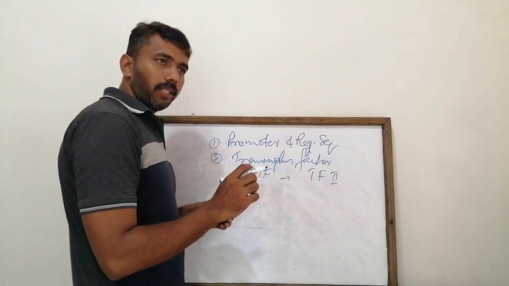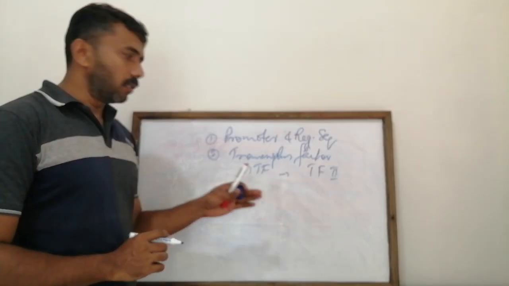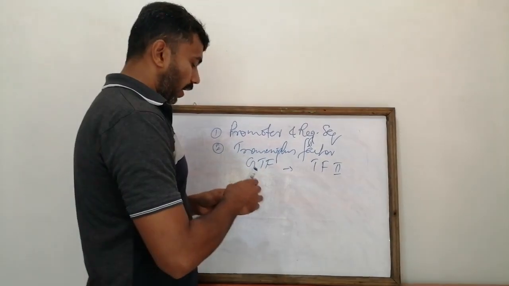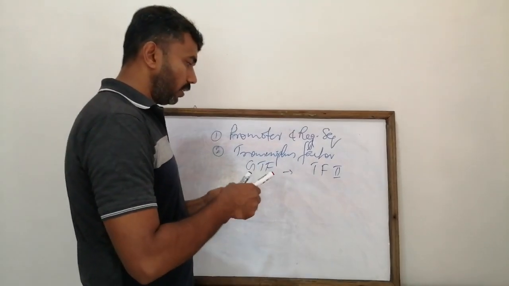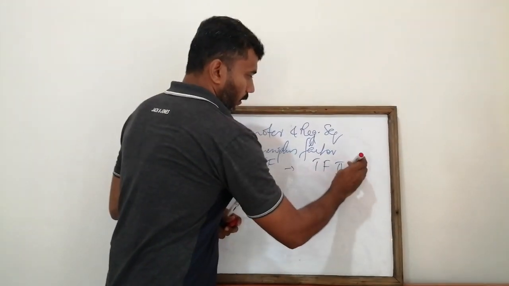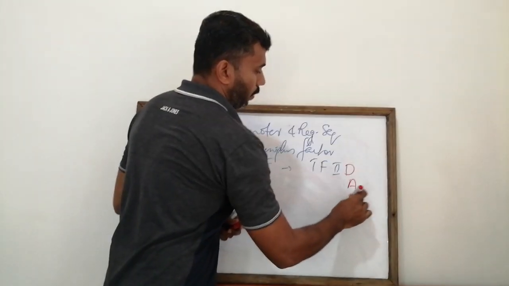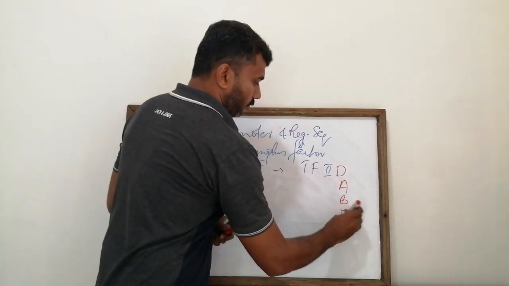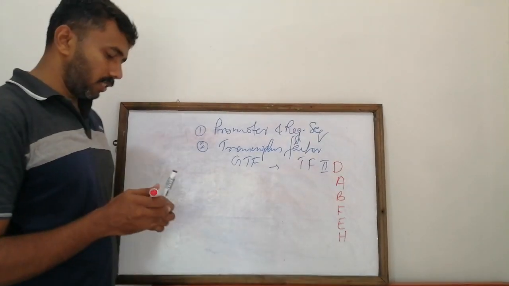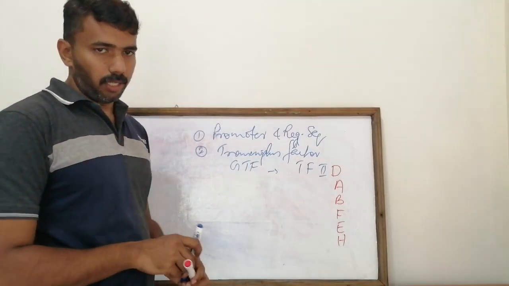There are 6 such general transcription factors involved in the synthesis of mRNA molecule, and they are denoted as TFIID, A, B, F, E and H. So these are the 6 general transcription factors involved in the transcription initiation mechanism.